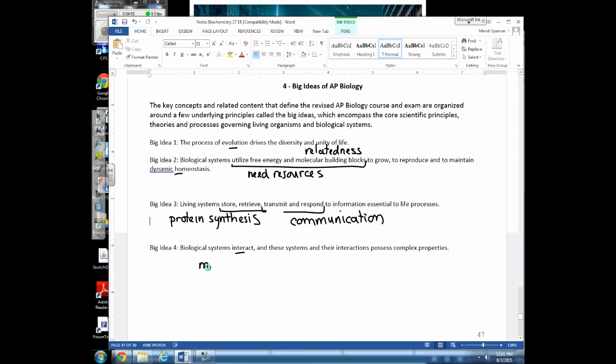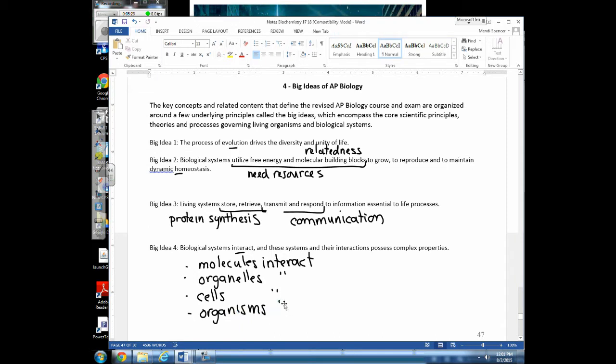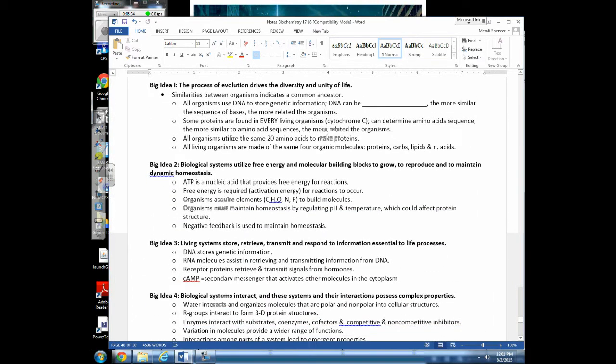In this unit, we talked about molecules interact. Phospholipids, cholesterol, proteins, they interact to form the cell membrane. In the next unit, we'll talk about organelles interact. And different cells in your body interact. And then in ecology, we talked about how organisms interact. So now that you've been introduced to these big ideas, let's relate them to concepts we learned in this biochemistry unit.